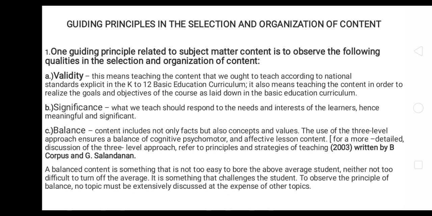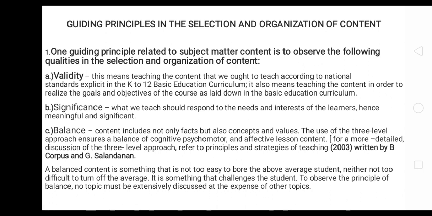So now we are going to discuss the guiding principles in the selection and organization of content. One guiding principle related to subject matter content is to observe the following qualities in the selection and organization of content. So first, the validity.